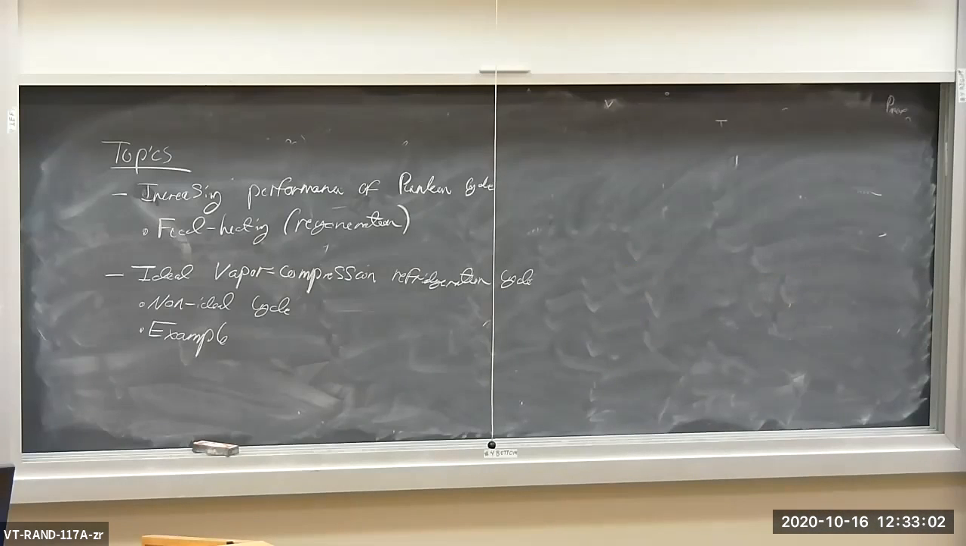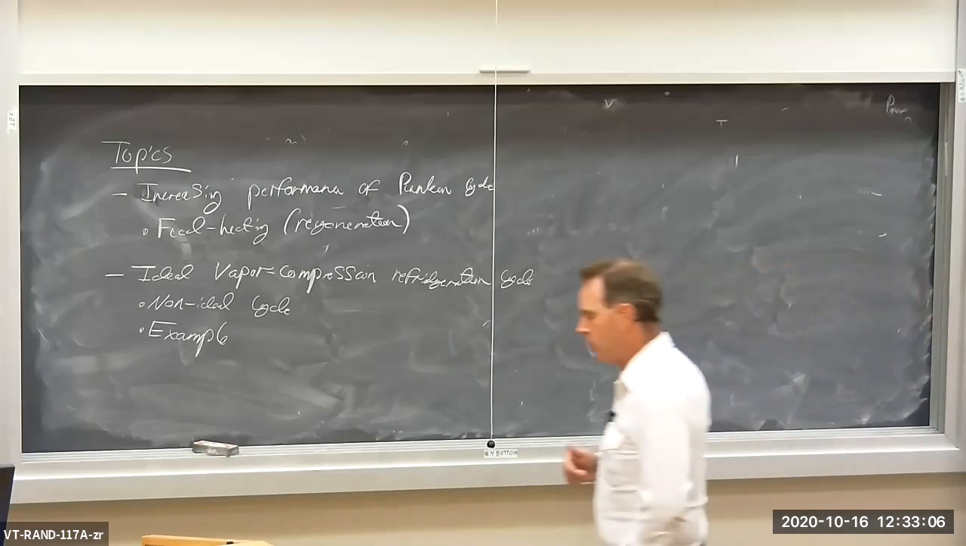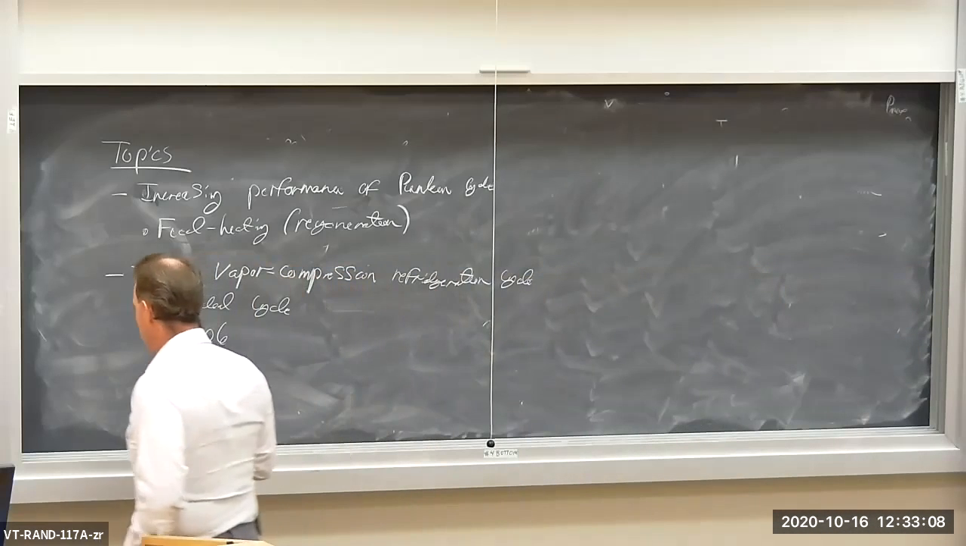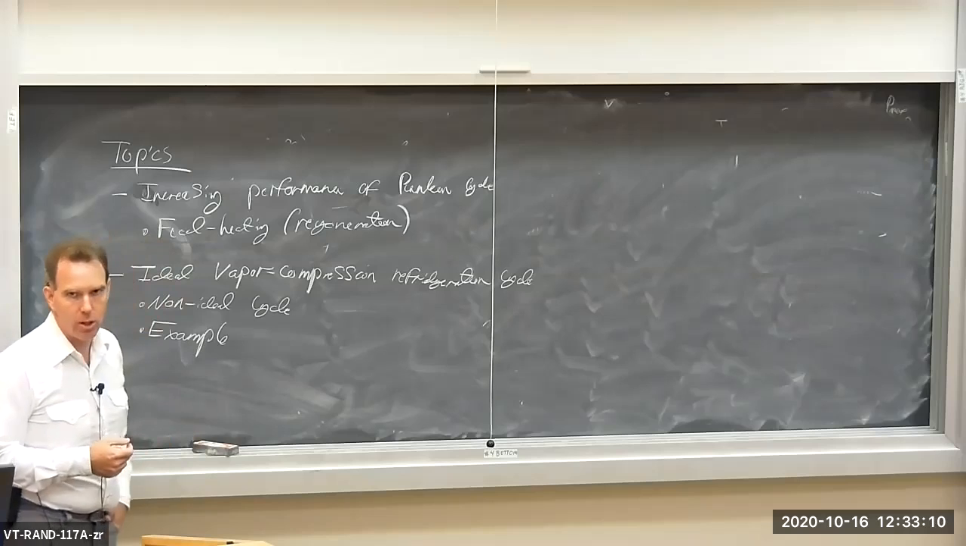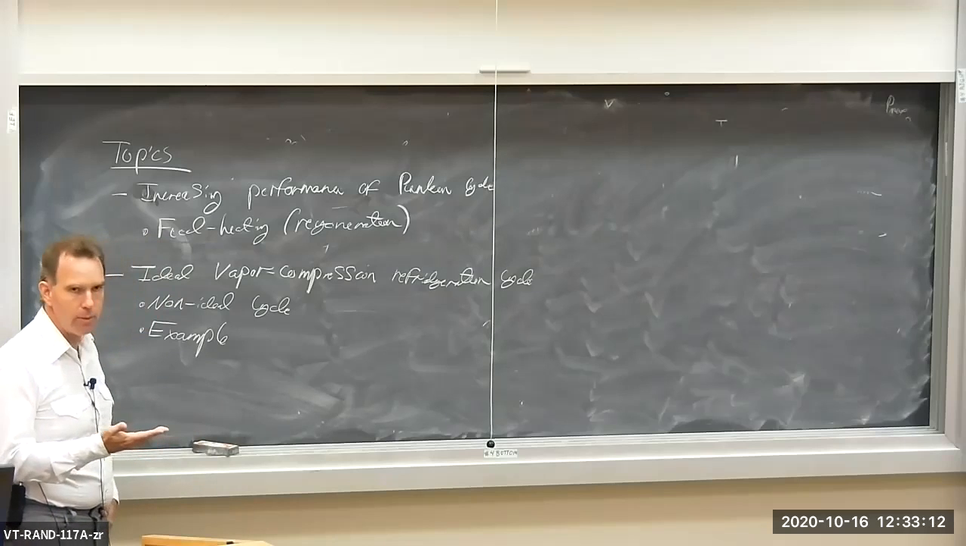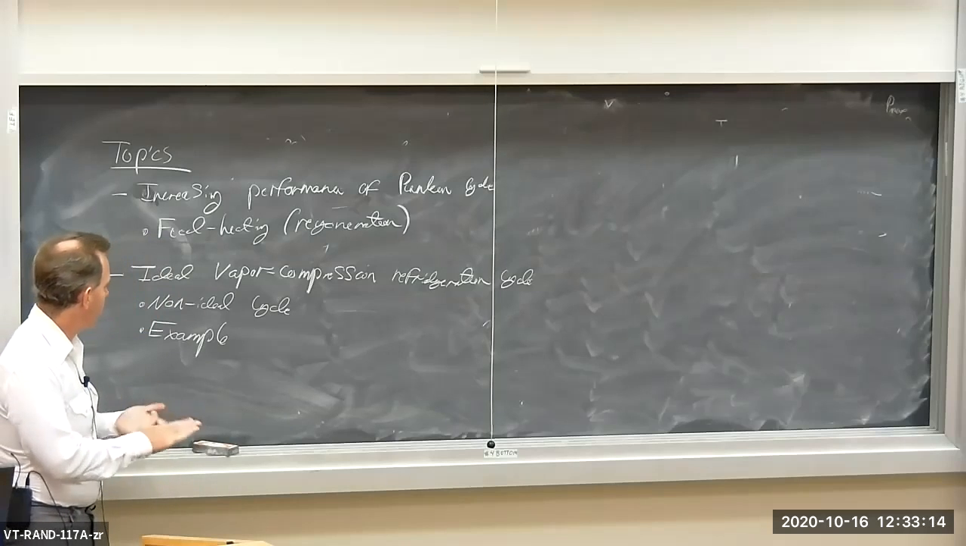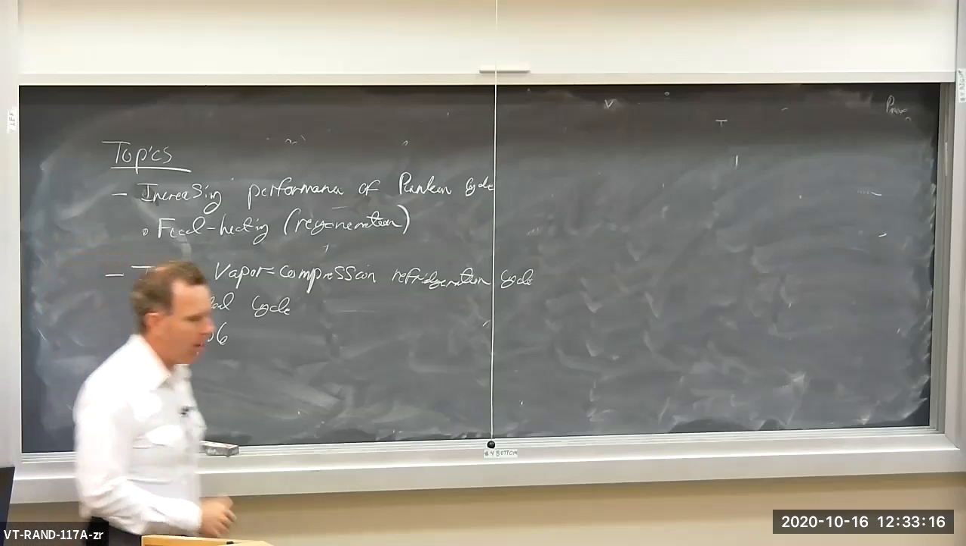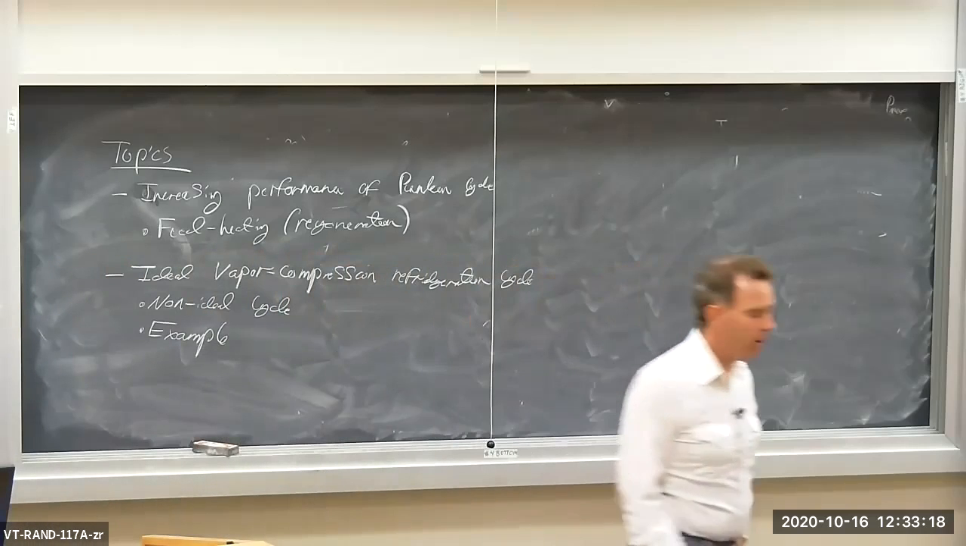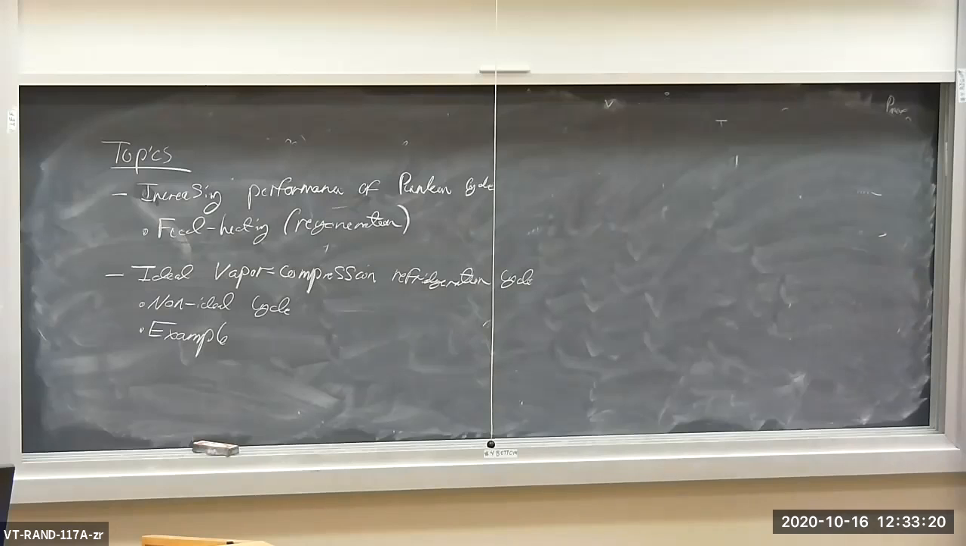Try to recover some of the heat that would have been lost, rejected in the condenser. Try to recover some of that heat, put it back in before it gets lost through the condenser. So do a little bit of regeneration if possible, okay? And then we're going to move on to something completely different. We're going to move on to vapor compression refrigeration devices.